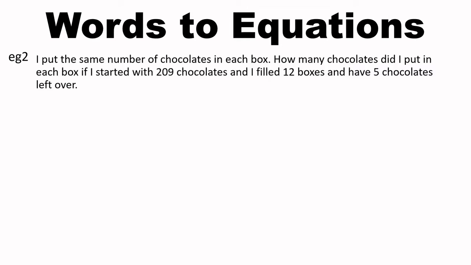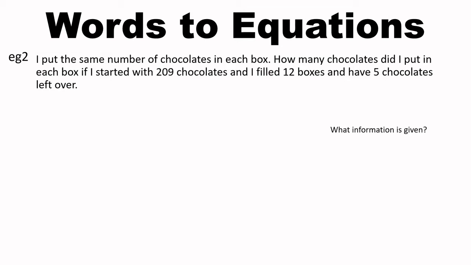This next example is a bit more of a real-world example. I put the same number of chocolates in each box. How many chocolates did I put in each box? If I started with 209 chocolates and I filled 12 boxes and have 5 chocolates left over. Well, that was very wordy.